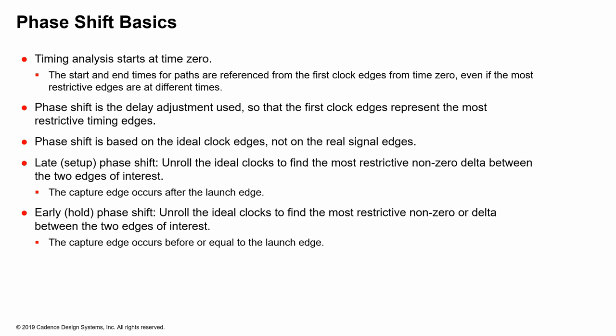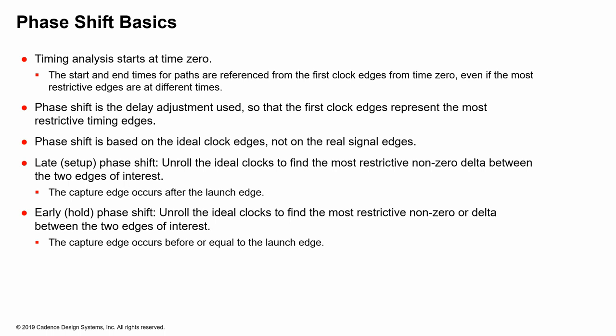It's easier to represent things in launch and capture data, but phase shift makes your timing reports much cleaner and easier to read. So with the phase shift, let's look at how it works. Timing analysis always starts at time zero. So basically, we are pretending that the worst case scenario always happens in the very first clock cycle. Even though the most restrictive edges happen at different times, we are bringing that most restrictive edge scenario into the first cycle when you use phase shift.